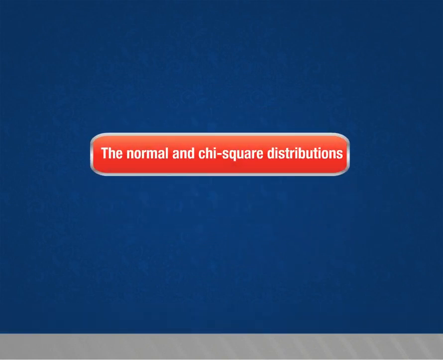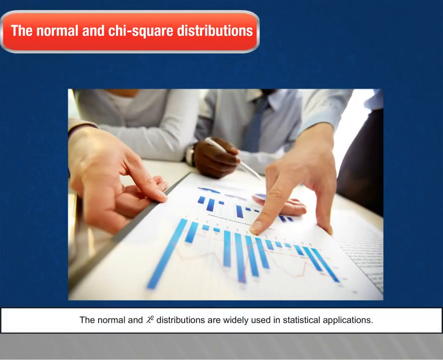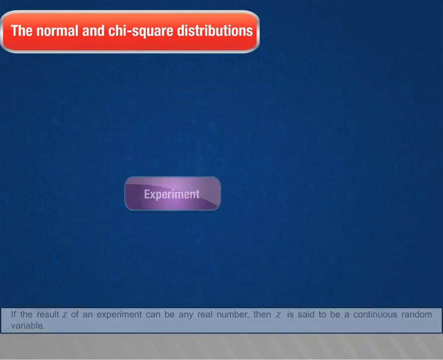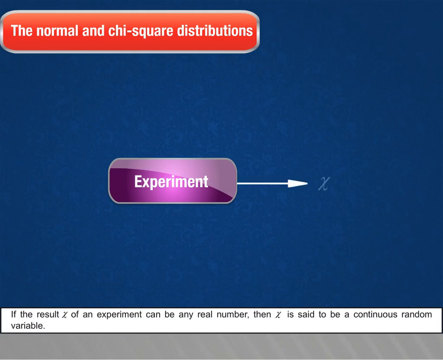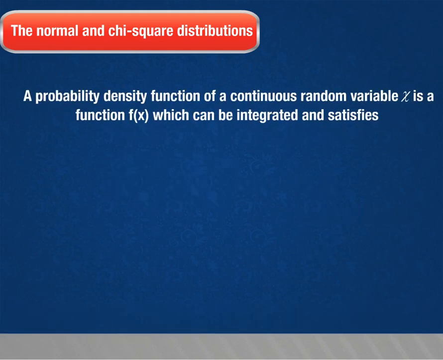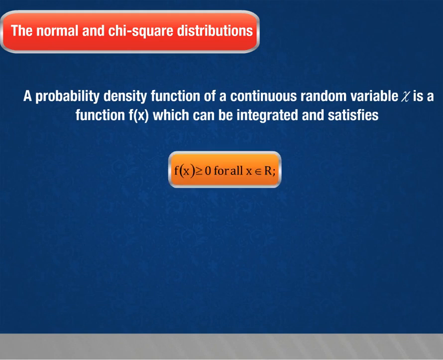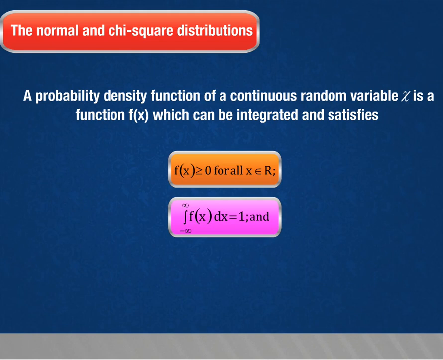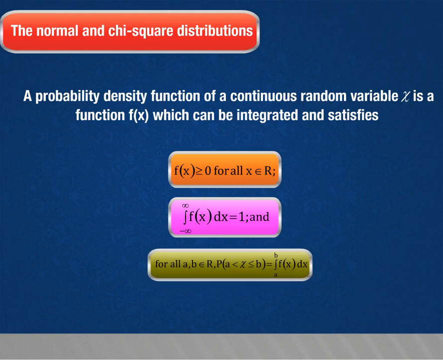The normal and chi-square distributions. The normal and chi-square distributions are widely used in statistical applications. If the result chi of an experiment can be any real number, then chi is said to be a continuous random variable. A probability density function of a continuous random variable chi is a function f(x) which can be integrated and satisfies f(x) is greater than or equal to 0 for all x belongs to R. The integral from minus infinity to plus infinity of f(x) dx is equal to 1, and for all a, b belongs to R, P(a < chi <= b) is equal to the integral from a to b of f(x) dx.